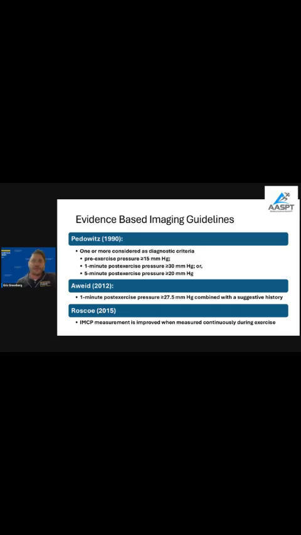and after 5 minutes it then decreases a little bit, but still above 20 millimeters of mercury. Now, there have been other guidelines that have been established where 1 minute after exercise, if pressure is above 27.5, along with that combined suggestive history, which does a really nice job of linking symptoms with the results of a study, which I think we should be doing all the time. And then Roscoe has since been a little bit more progressive in this, where they're doing a little bit more of the monitoring during exercise, which may be a little bit more difficult.